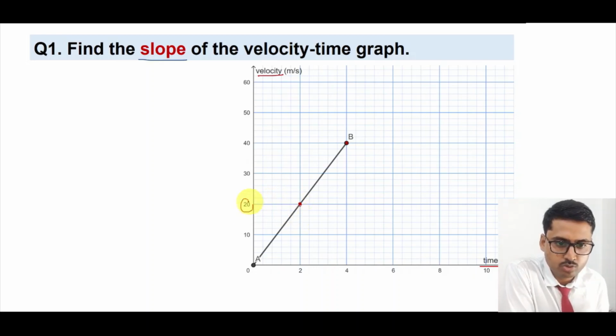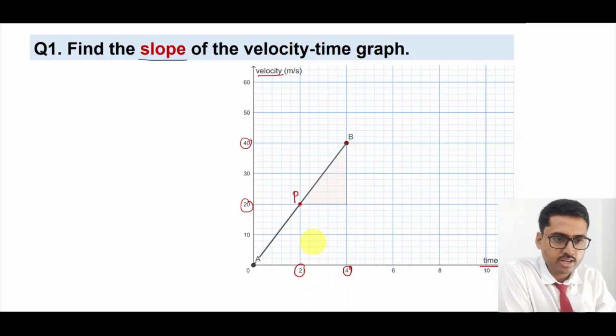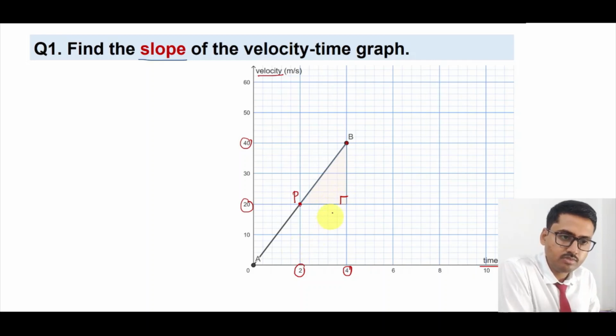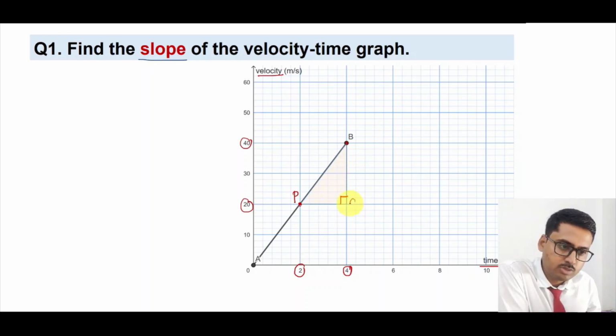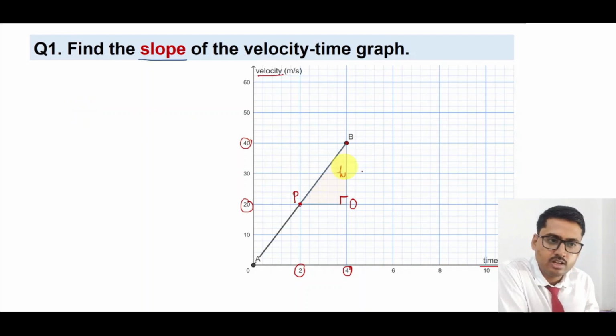It is going to be 20 and 2 for, let me call this point P, and for point B it is going to be 40 and 4. So if I consider this right angle triangle over here, and let me call this point as O, the length or the height of this triangle BO is going to be 40 minus 20. So let us write the formula first of all.